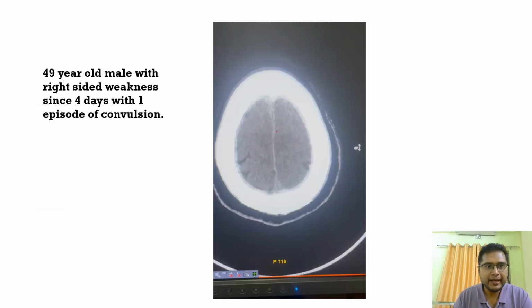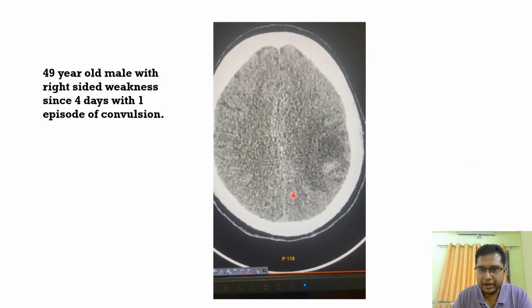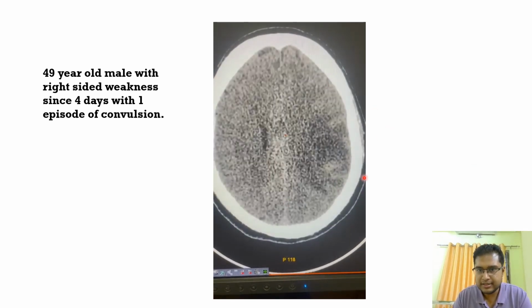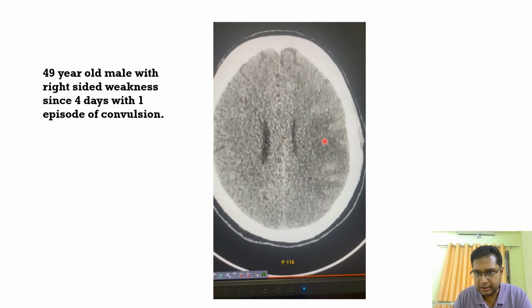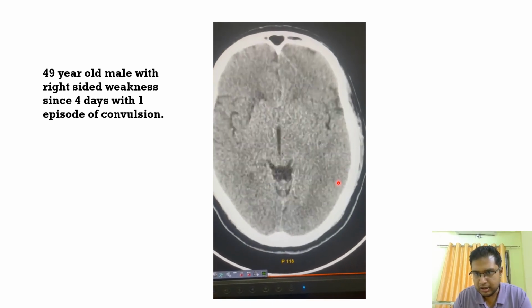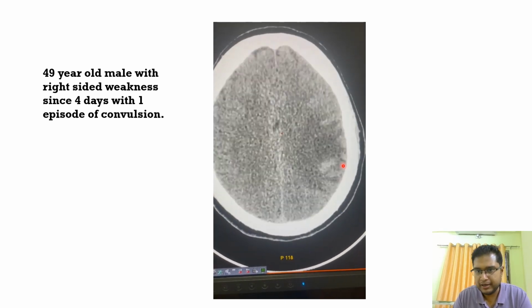So now coming to my next case, which is again an interesting case where a 49-year-old male presented with right-sided weakness since the past 4 days and one episode of convulsion. And this is the non-contrast CT scan of this patient, axial section. Scrolling from cranial to caudal direction, we can see that there is some extensive vasogenic edema in the parietal white matter, and there is some lesion seen in this particular region with a subtle area of hyperdensity.